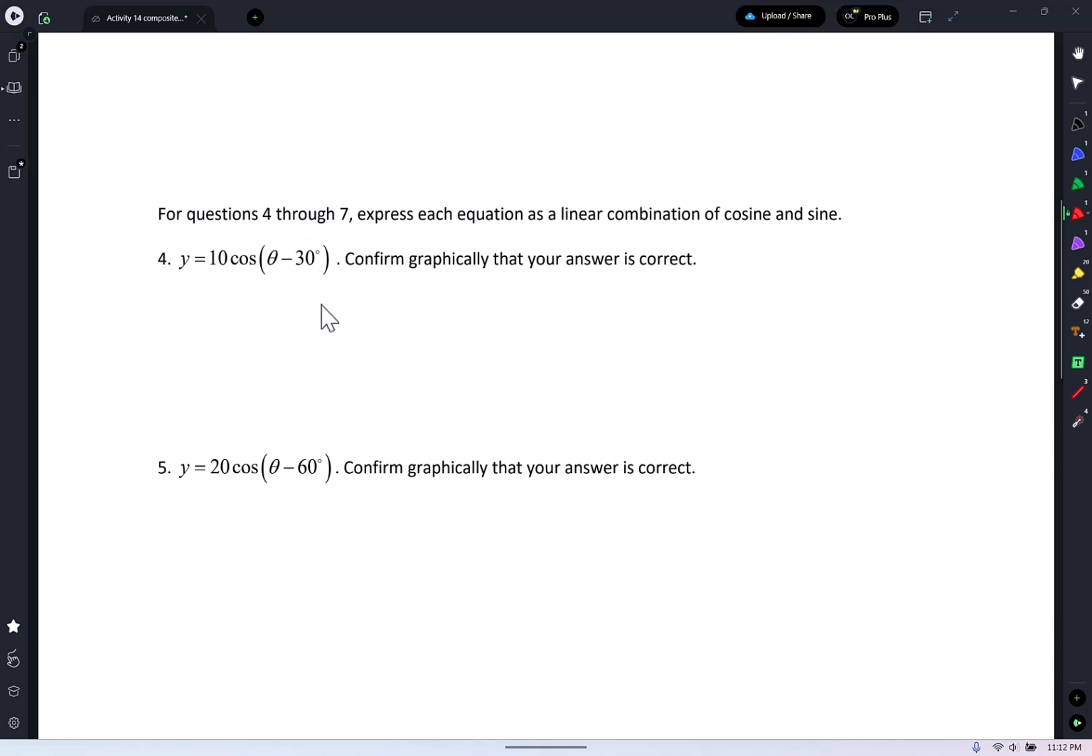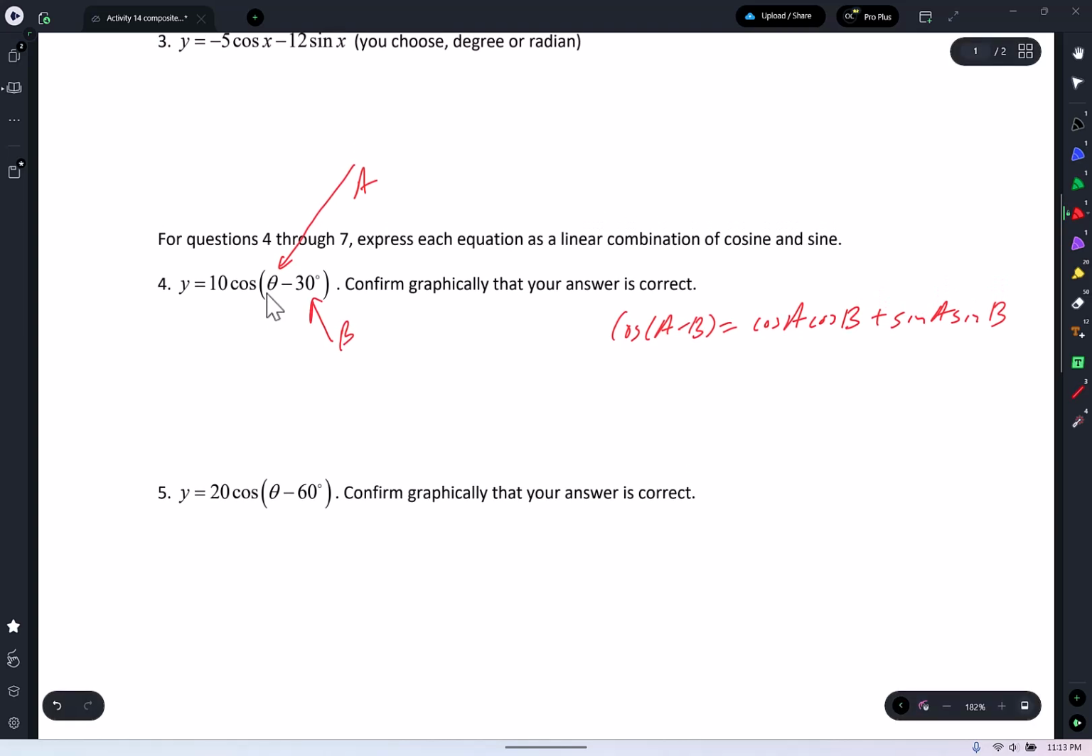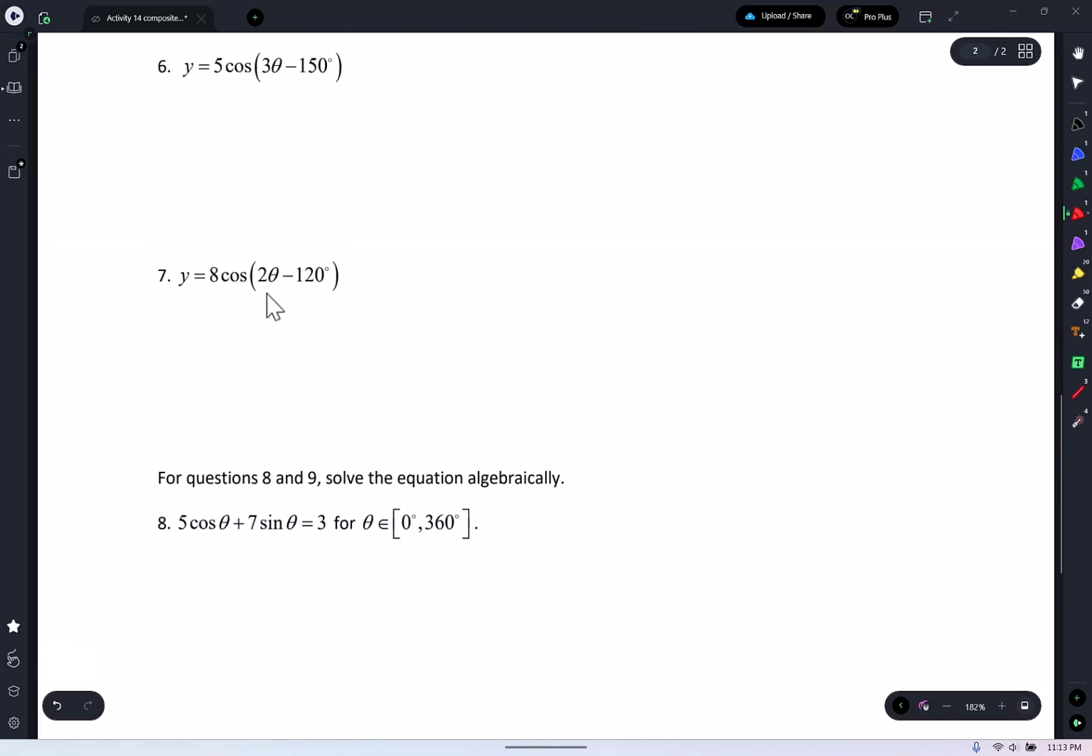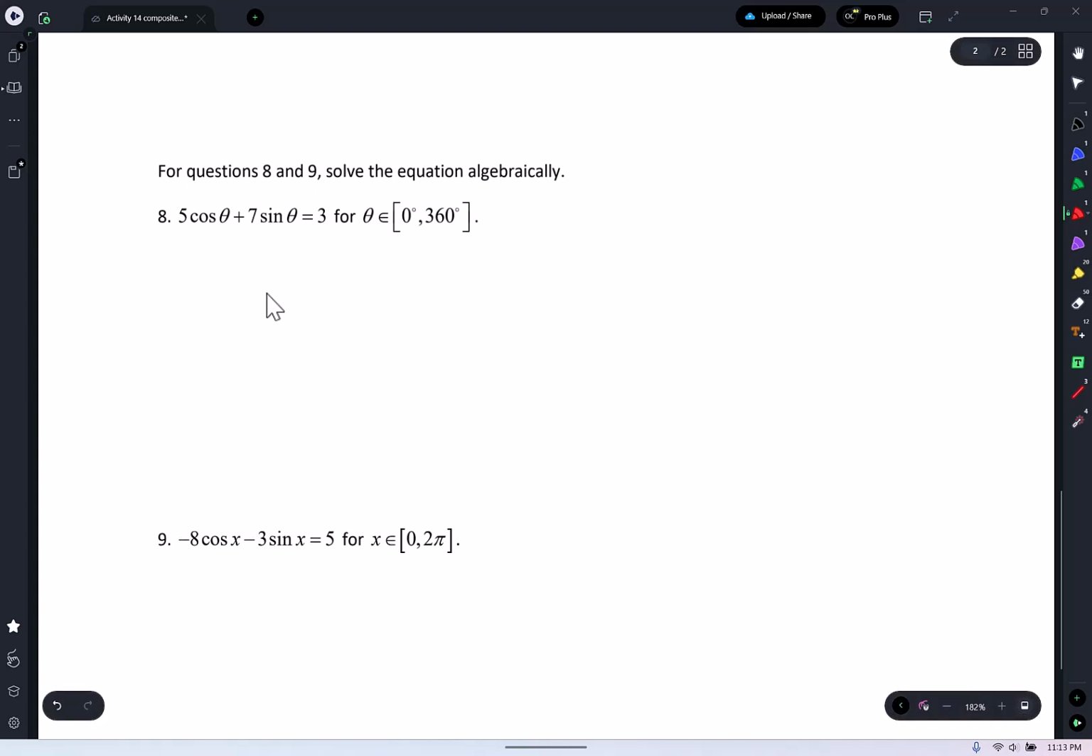Example 1 and the very last example, right? You're just going to use your formula. Cosine A minus B equals cosine A cosine B minus sine A sine B, where theta is your A and 30 degrees is your B. And then just look at example 1 or the last example we did on the notes. It's verbatim. If you have trouble with it, just let me know and we'll go over those again.